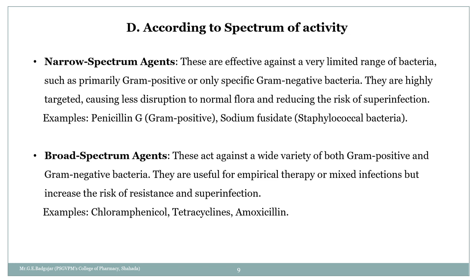While broad spectrum agents, which are also called wide spectrum agents, act against a wide variety of bacteria, like gram-positive as well as gram-negative bacteria. So they are useful for empirical therapy or mixed infections, but increase the risk of resistance and superinfections. Examples include drugs like chloramphenicol, tetracycline, and so on. So broad spectrum agents act on a wide variety of bacteria, like gram-positive as well as gram-negative bacteria.